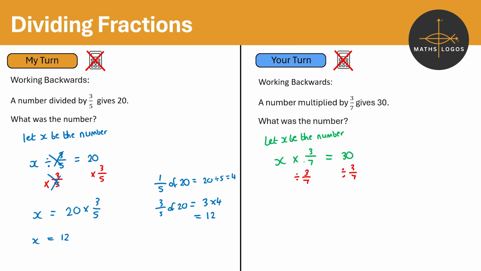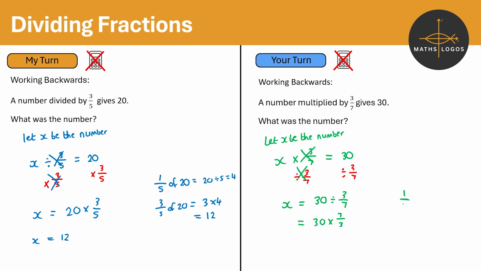On the left-hand side, I've multiplied by 3/7 and then divided by 3/7, so these cancel each other out, and it just leaves me with my number x. And then on my right-hand side, I need to do 30 divided by 3/7. 30 divided by 3/7 is the same thing as 30 multiplied by the reciprocal, which is 7 over 3. So I need 7/3 of 30.